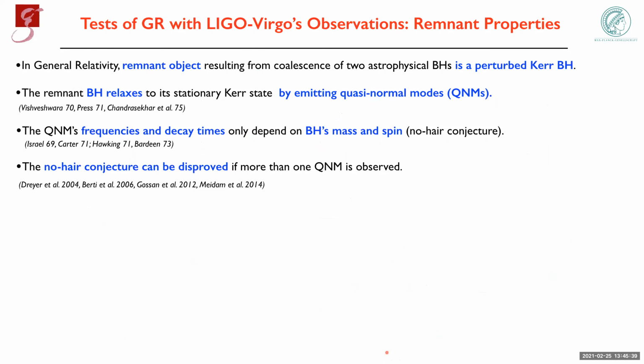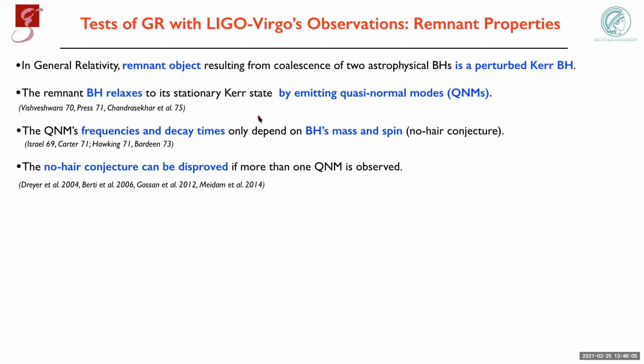The other test I wanted to discuss is about the quasi-normal modes. Actually, the first bound on the quasi-normal modes of the remnant was done even in the companion testing GR paper of the discovery of gravitational waves 5 years ago. But in this new paper by LIGO-Virgo, this test was done much more thoroughly and for many events.